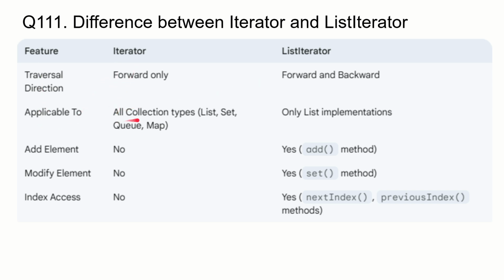Next is applicability. Iterator is applicable to all collection types like list, set, queue, etc. But ListIterator, as its name suggests, works only on list implementations. We cannot add an element using Iterator, but we can add an element using ListIterator. We cannot modify the element using Iterator, but we can modify the element using ListIterator. We cannot access the index using Iterator, but ListIterator provides support for accessing indexes with methods like nextIndex or previousIndex.